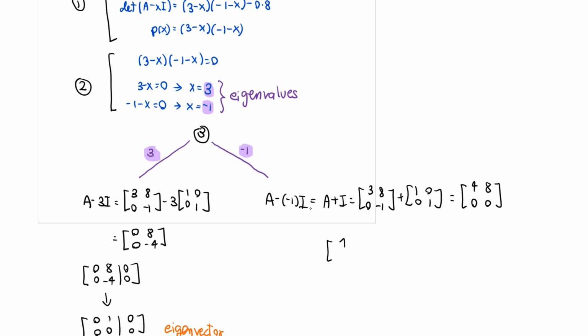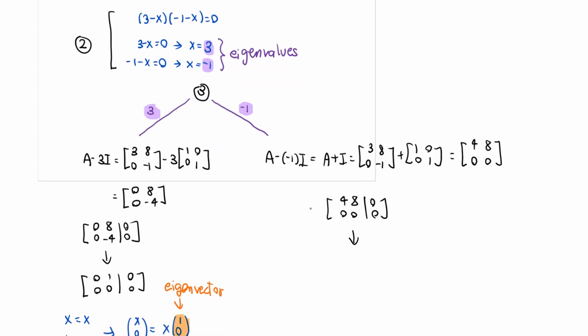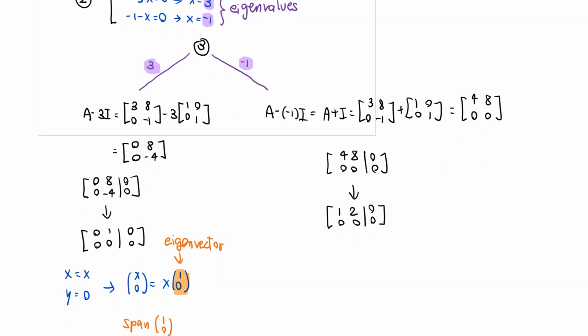Now, I need to solve the system for 4, 8, 0, 0, and then 0 on the right-hand side. So then I can reduce this guy to just 1, 2, and then 0, 0. So the solution for this is that my y is free, and then my x is just going to be negative 2y. In other words, the solution for this is going to be negative 2y, and then y, which is just y times negative 2 and 1.